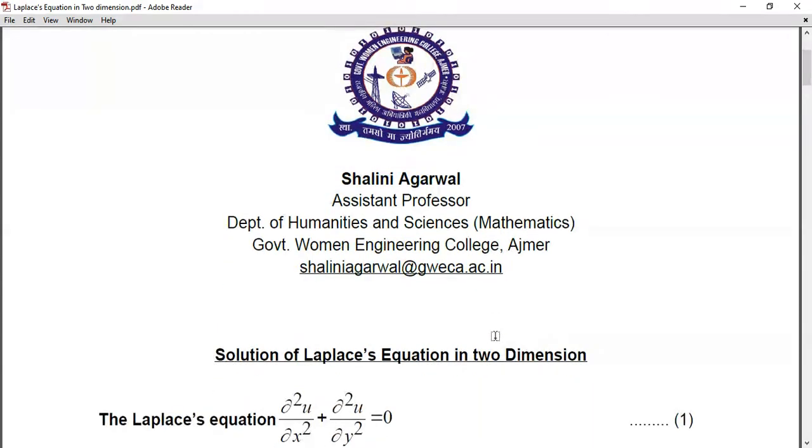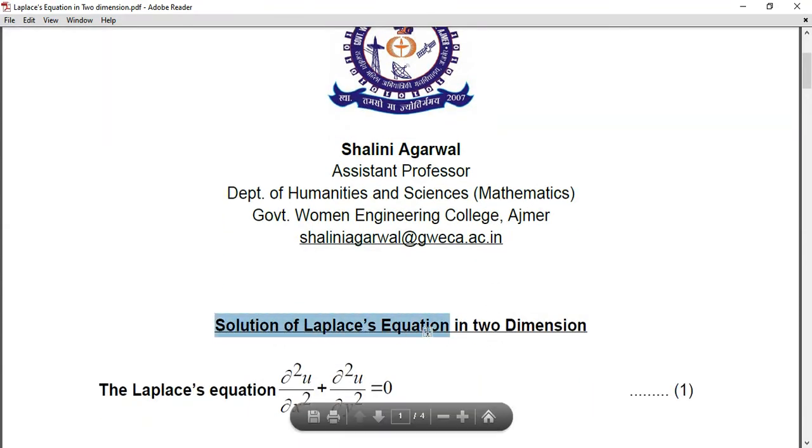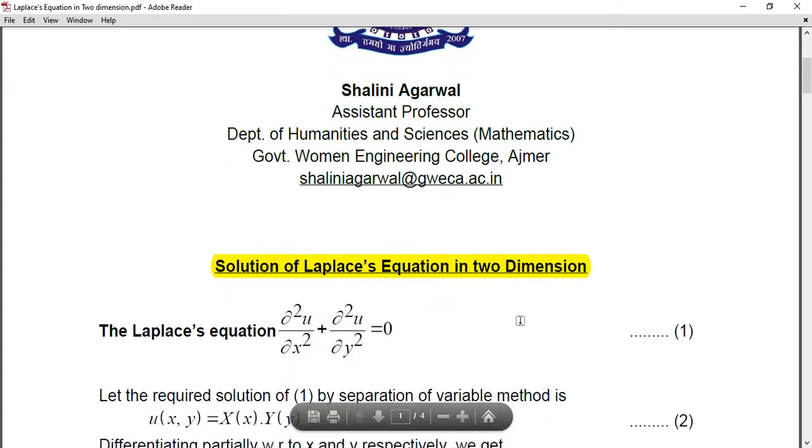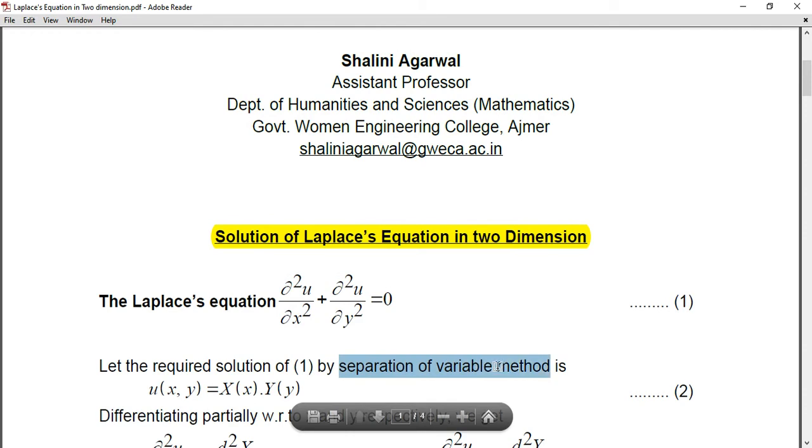Today, we will discuss the last topic of Unit 5, solution of Laplace equation in two dimensions. In the previous chapters, we solved heat and wave equations in one dimension by the method of separation of variables. Today, we solve the Laplace equation by the separation of variables method. ∂²u/∂x² + ∂²u/∂y² = 0 is called the Laplace equation, where u is the dependent variable, and x and y are the independent variables.